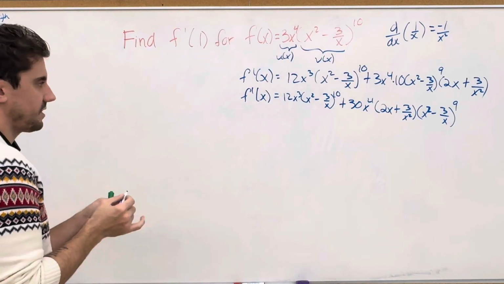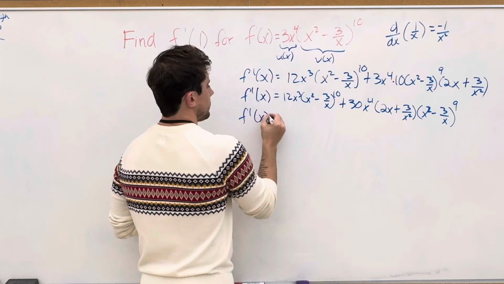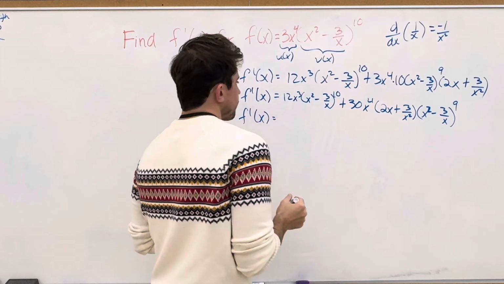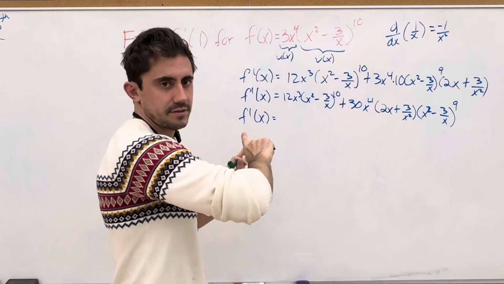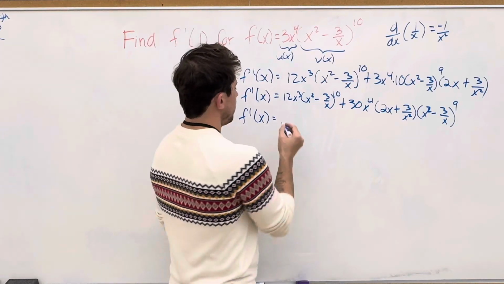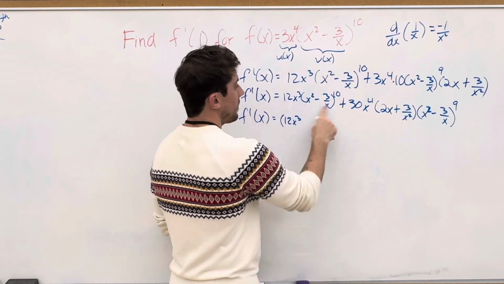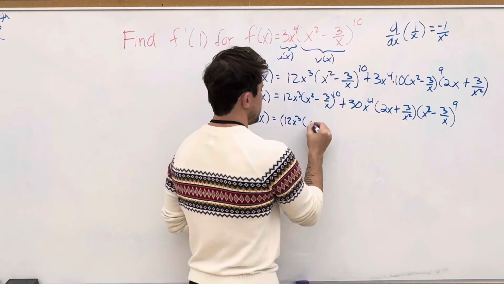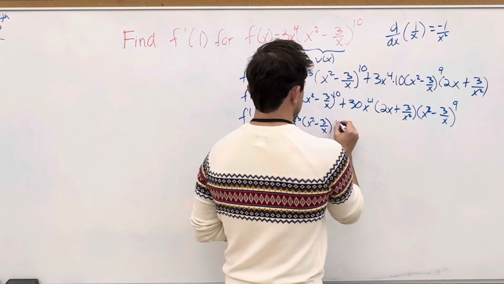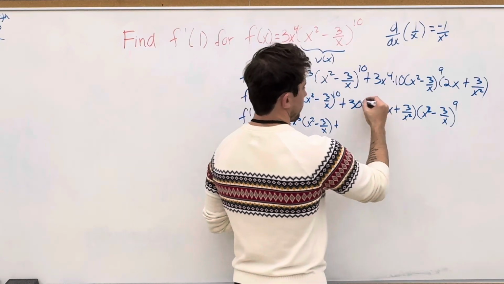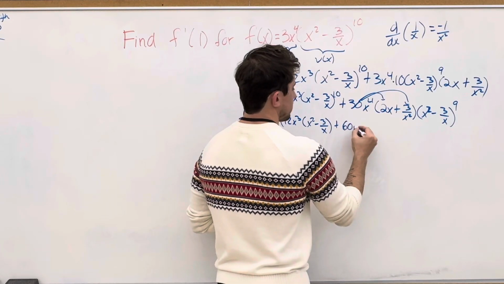And then can we simplify this a little bit? Let's see what we can do. We can simplify this at least a tiny bit. We have an x squared minus 3 over x to the power of 9 in both terms, right? So let's factor that. And so in the first term, we'll have 12x cubed times one factor of this, so times x squared minus 3 over x, plus, let's multiply through this bracket. And so 30x to the 4 times 2x is 60x to the 5.